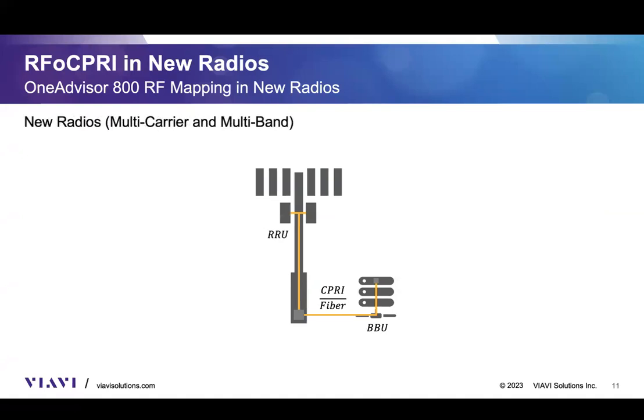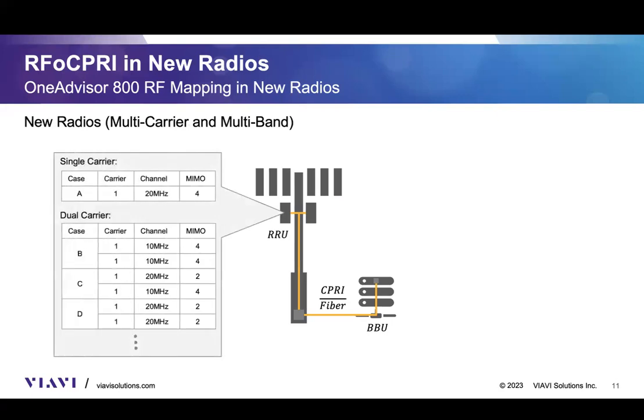So as an example of a multi-carrier or multi-band, let's make the assumption that we can have a single carrier. In case A, there is one carrier of 20 megahertz, and it has 4 branches. So in total we have an 80 megahertz bandwidth. Now, there are some other combinations that we have, for example, in a new radio, and here I just have a few examples in cases B, C, and D.